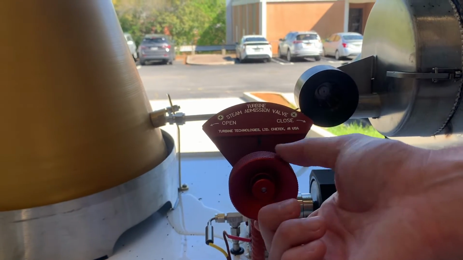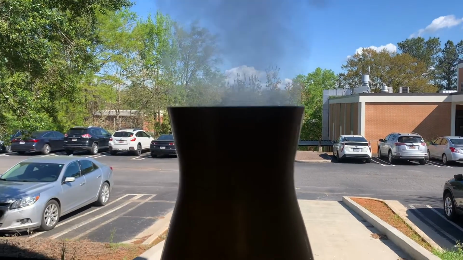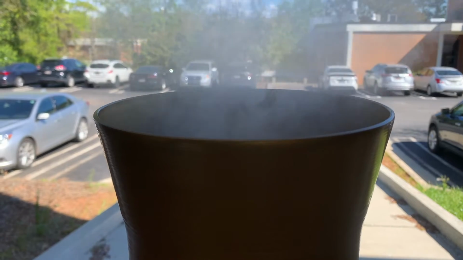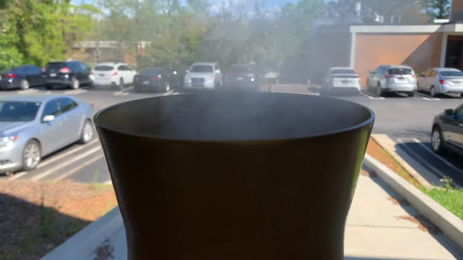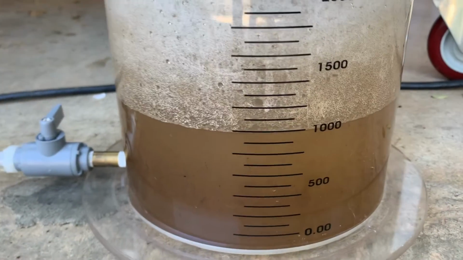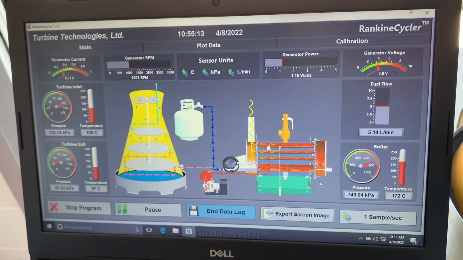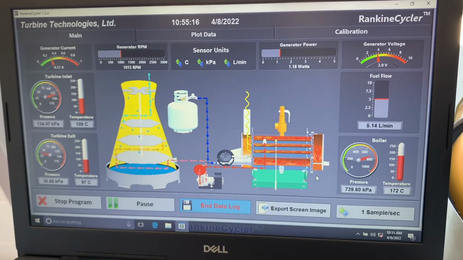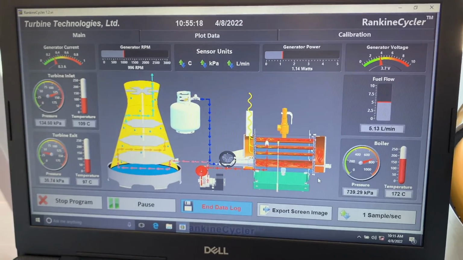Well, we are out of water and we're going to start to purge the system. We got to fully open the steam valve and turn the rheostat knob all the way to 100. A quick measure of how much water drained from our condenser, and we'll use this later to find our mass flow rate. Can't forget to save our data log and open it up with Excel so we can further analyze.